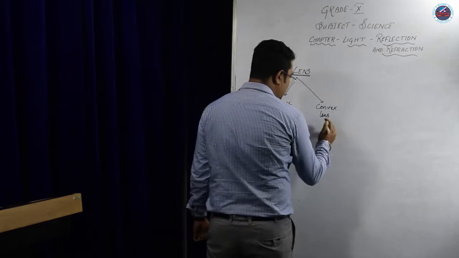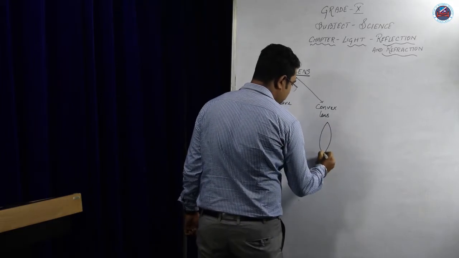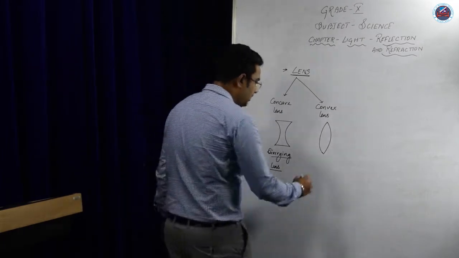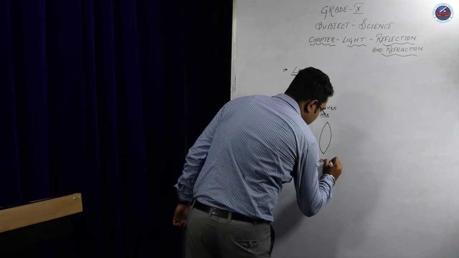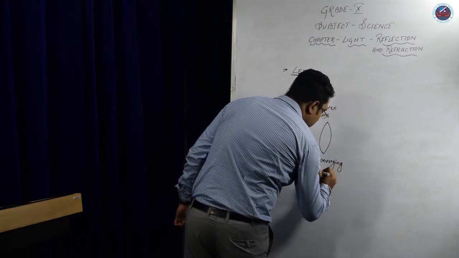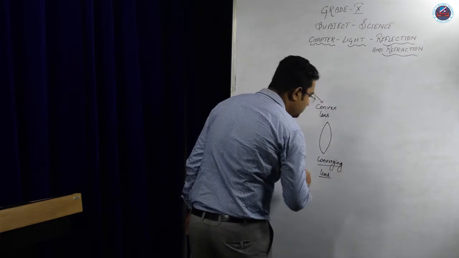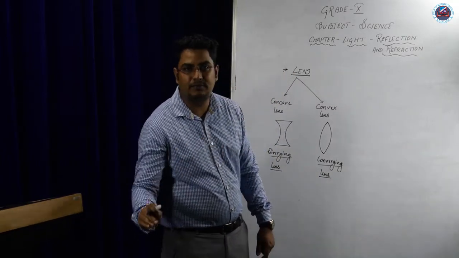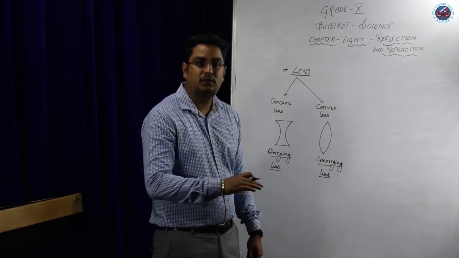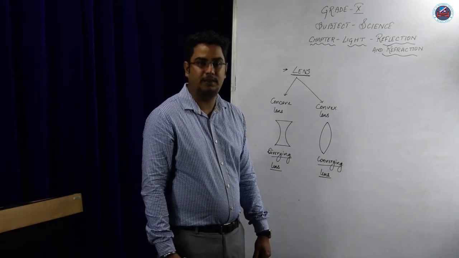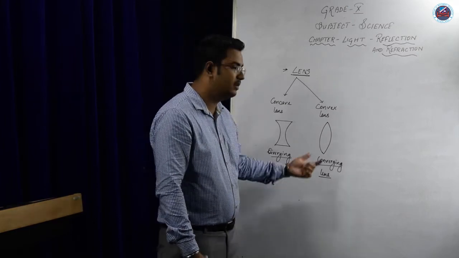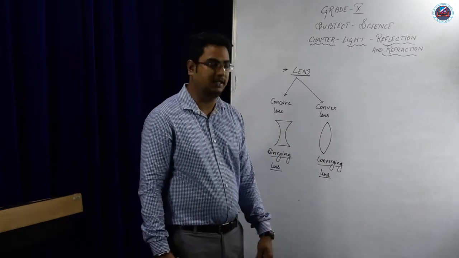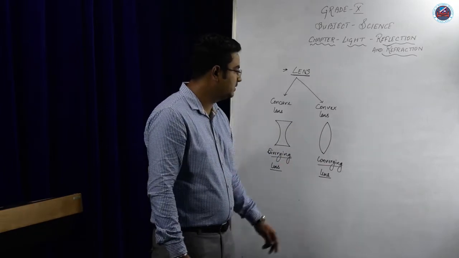Now the other type of lens is the convex lens. A convex lens is also called a converging lens. Why is it called a converging lens? Because a convex lens helps the refracted ray move towards the principal axis. It does not take the refracted ray away from the principal axis. That's why it's called a converging lens. Now these are the types of lenses.